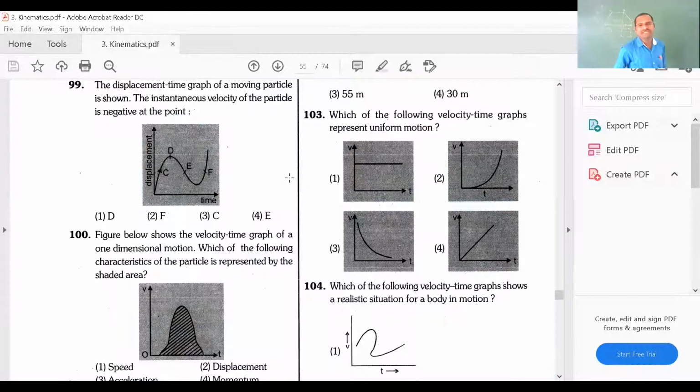See, which of the following velocity time graphs represents uniform motion?